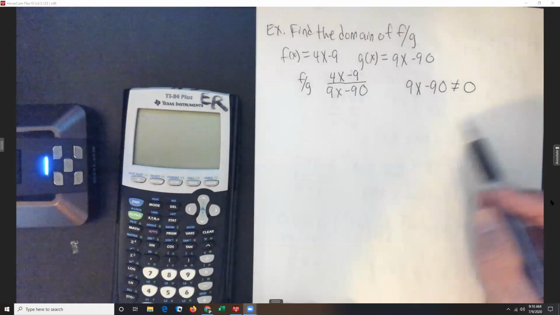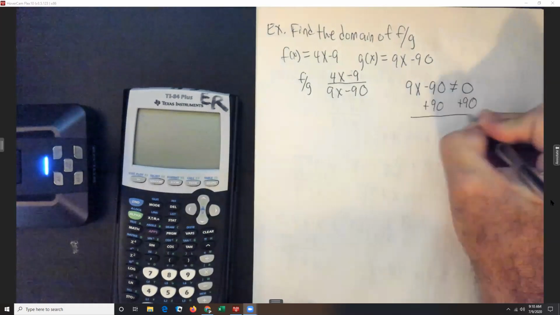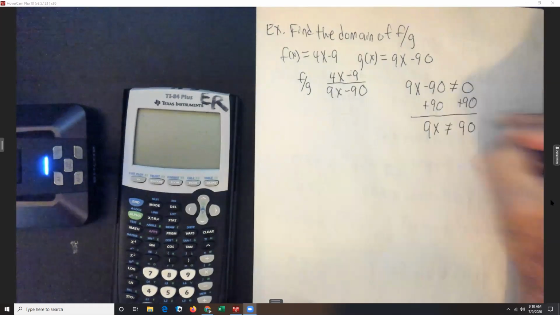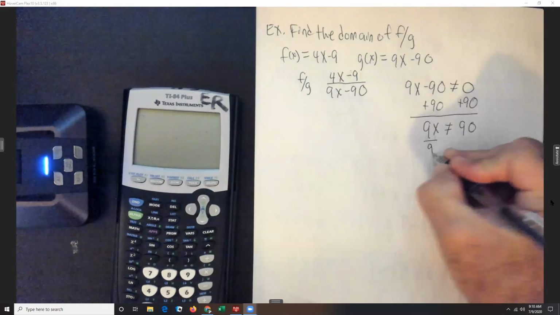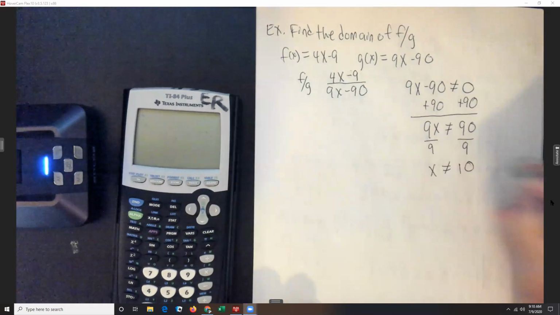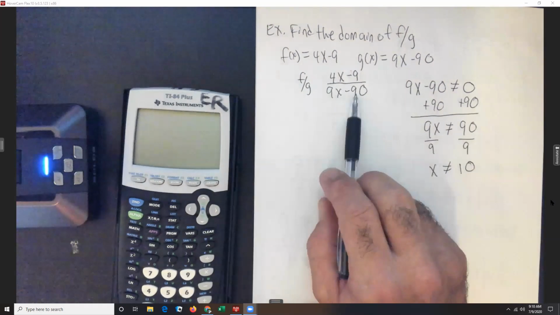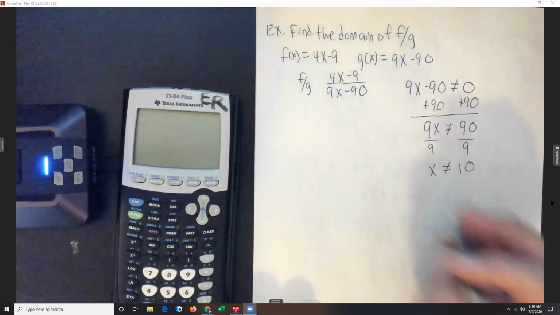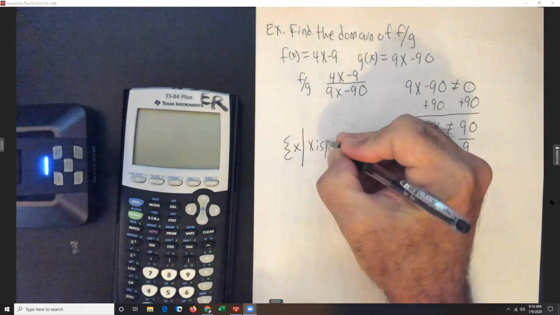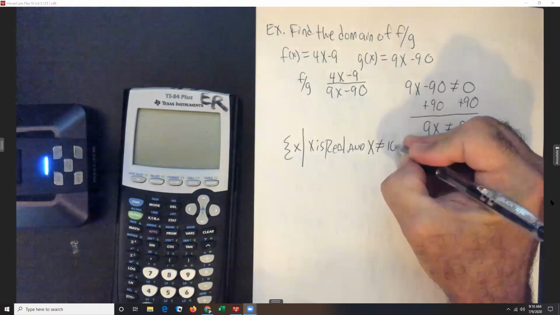So let's solve this. We're going to what? Add 90. So I get 9x cannot equal 90. And then we divide by 9 to make that a 1x, and it cannot equal a positive 10. Because if I put a 10 in here, 9 times 10 is 90, and 90 minus 90 gives me 0. So that domain would be x such that x is a real number and x cannot equal positive 10.